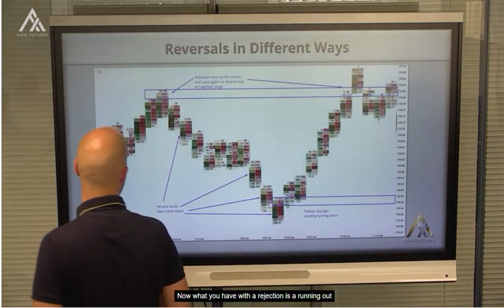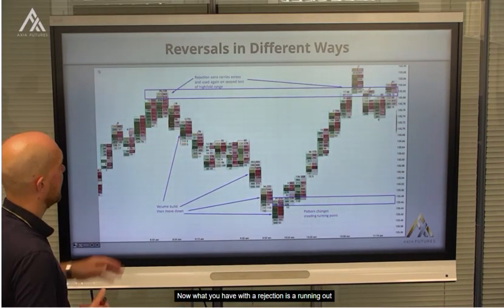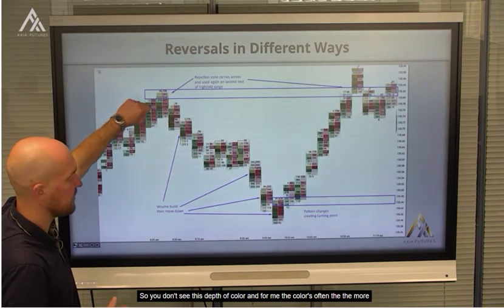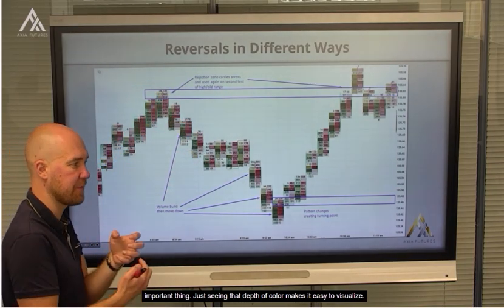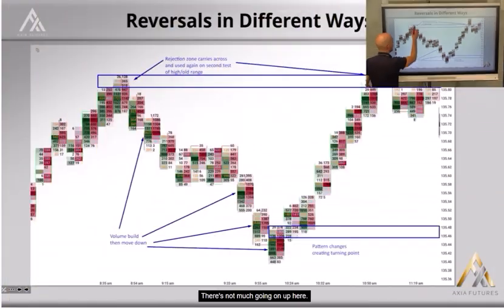Now what you have with a rejection is a running out of action. So you don't see this depth of color. And for me, the color is often the more important thing. Just seeing that depth of color makes it easy to visualize. There's not much going on up here.